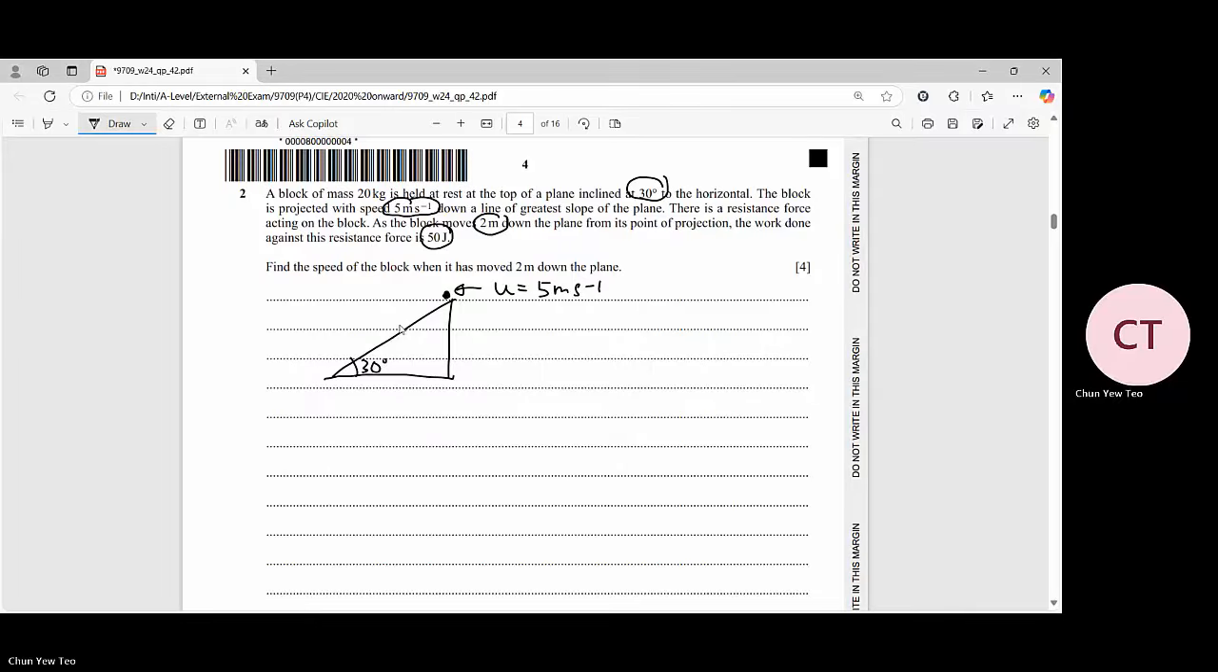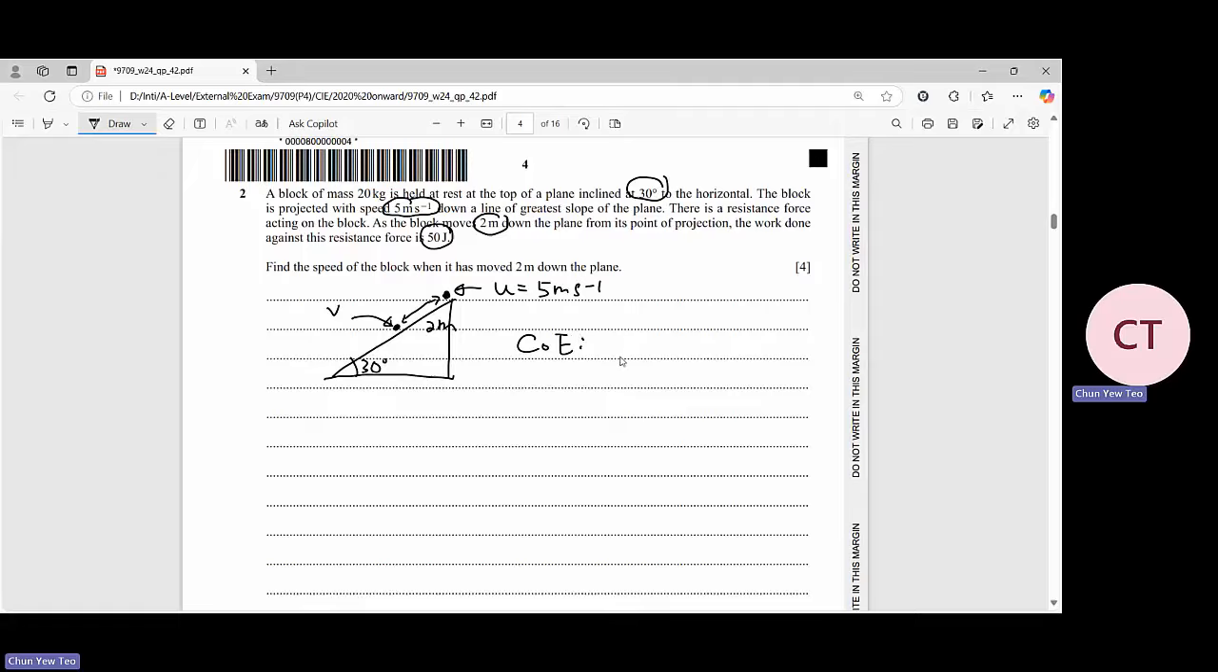And when it reaches over here, the speed is v. You do not know the value, but you know that the distance travelled is already 2 meters. Okay, so this is the situation. We can use conservation of energy to do it. So I will just write COE, conservation of energy.